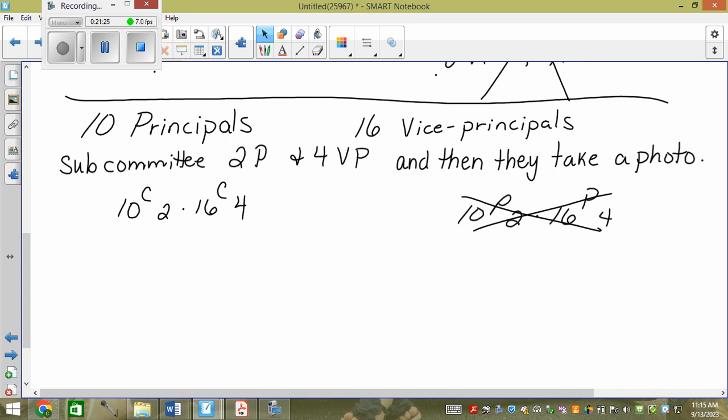I have to get my vice principals from my vice principals. And then I have to do what? Times it by 6 factorial. Times it by 6 factorial. Because now I have to arrange them. This is the exact same as saying pork and stage, right? Choosing letters from them, arranging them. Does that make sense?